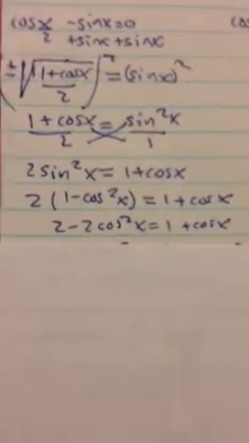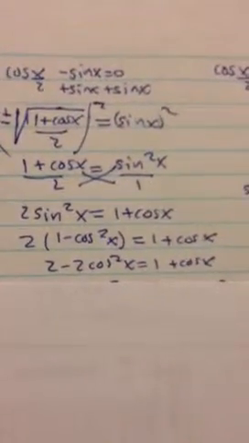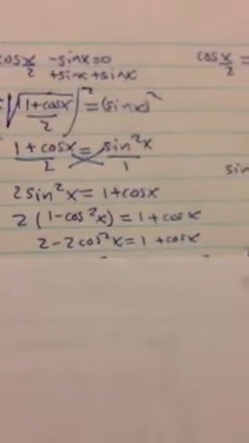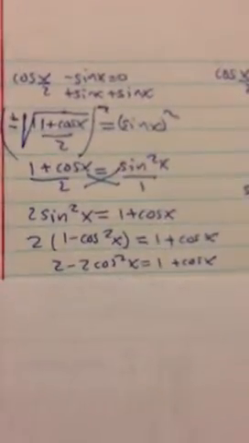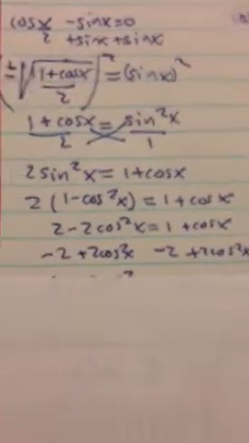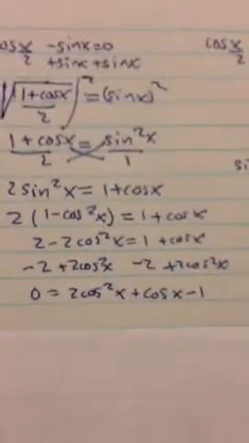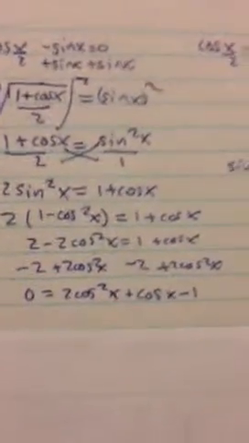So I'm going to move everything to the right side where the 1 plus cosine x is. That way the coefficient of cosine squared of x will be positive, because that's much easier to work with. So I subtract 2 and add 2 cosine squared x to both sides, and we get 0 equals 2 cosine squared x plus cosine x minus 1 when we combine like terms.